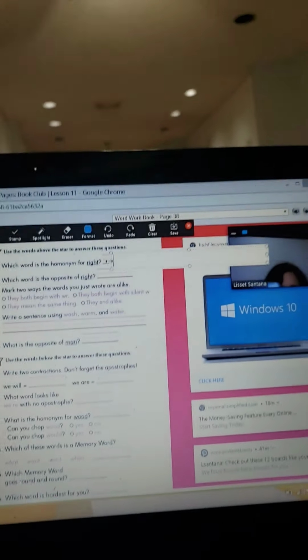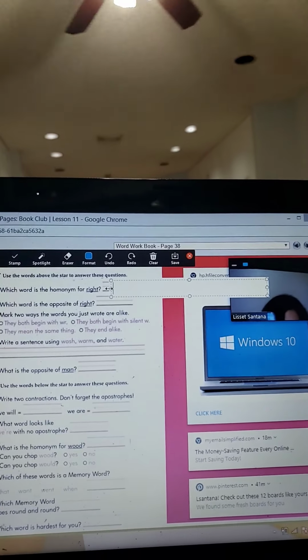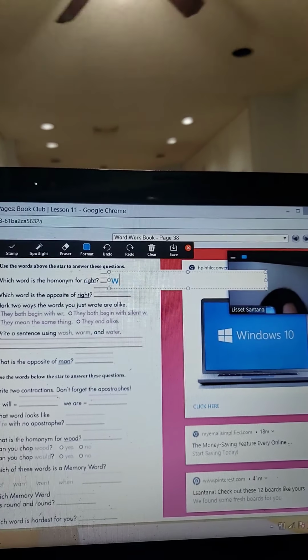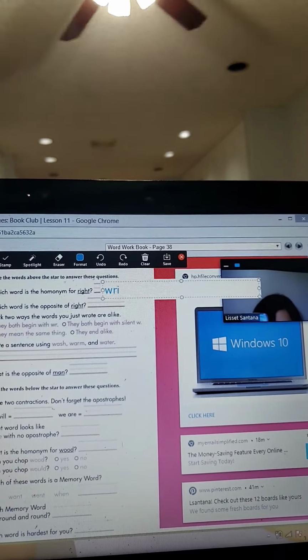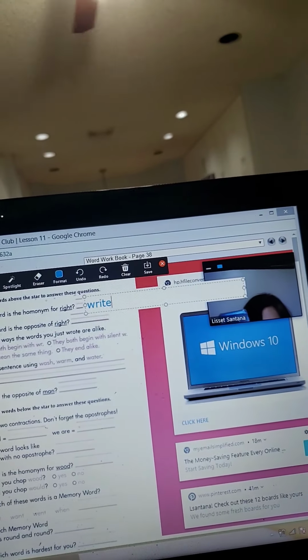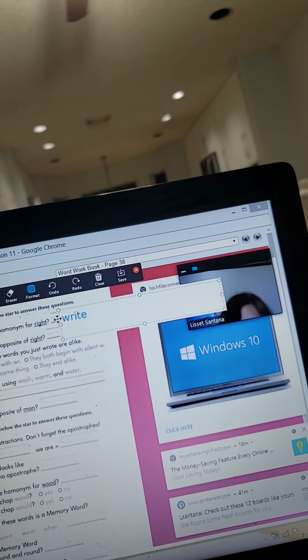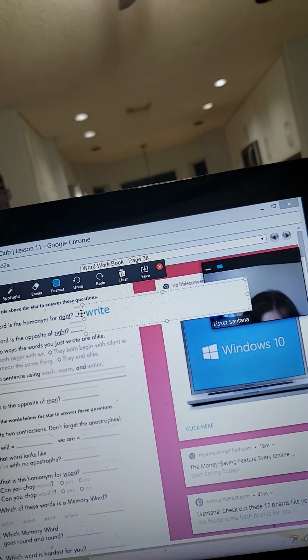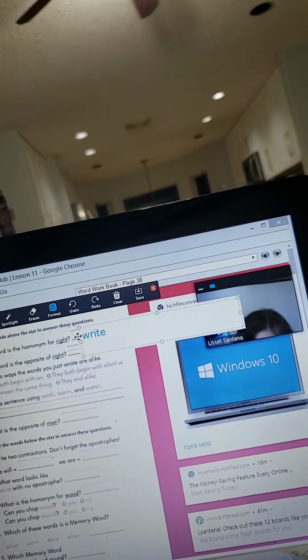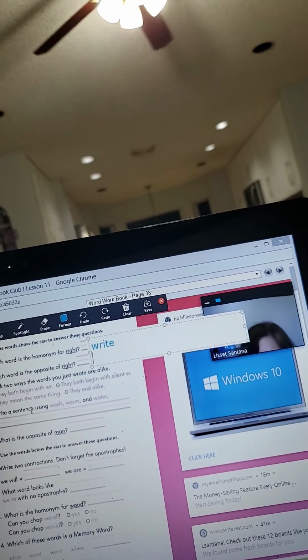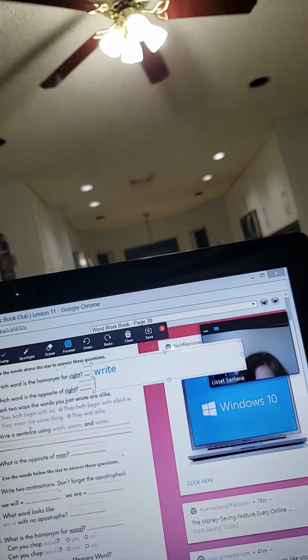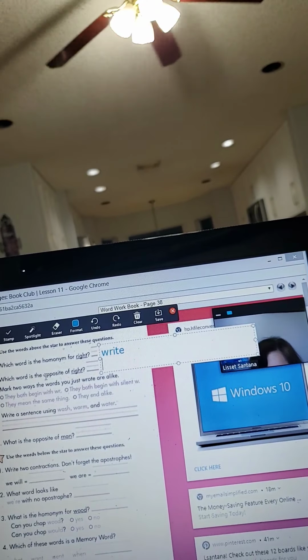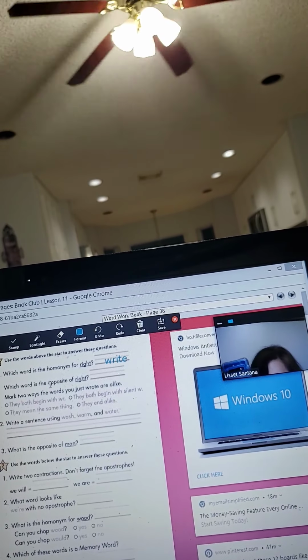There you go. Okay. So a homonym for right is the word write. I write a letter. Okay? So that's the answer for that kind of write. All right. Let's go to the second part.